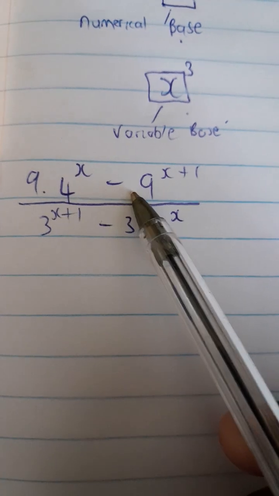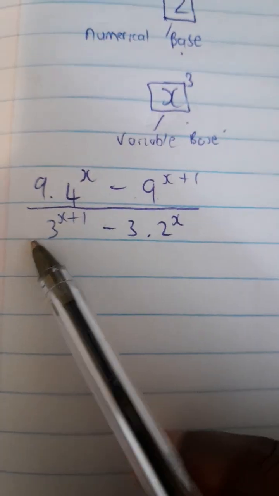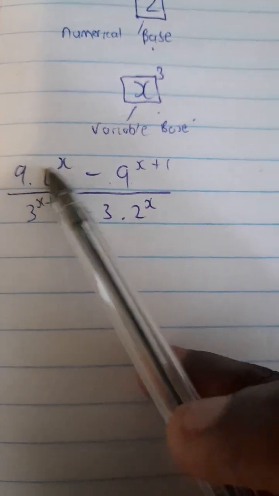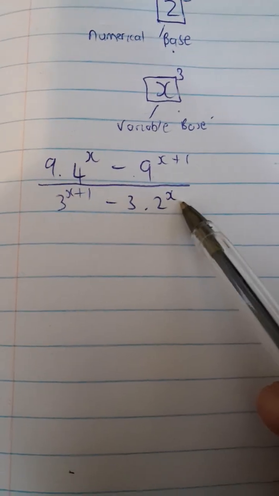Let's go. So we have another problem here. Let's look at it. 9 times 4 to the power x minus 9 to the power x plus 1 over 3 to the power x plus 1 minus 3 times 2 to the power x. We have a minus sign at the top, minus sign at the bottom, which means we have two terms at the top, two terms at the bottom.